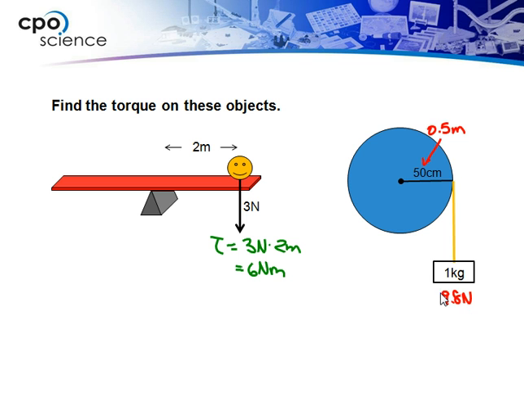So now that we have our weight in newtons and our lever arm in meters, we can take the product of the two to get the torque. So it's 9.8 newtons times half a meter, and we get 4.9 newton meters.